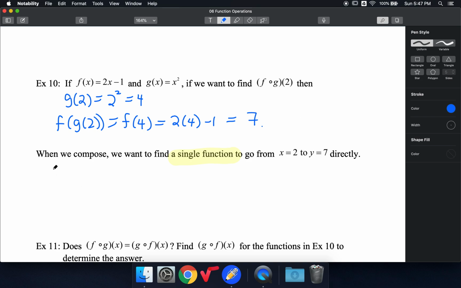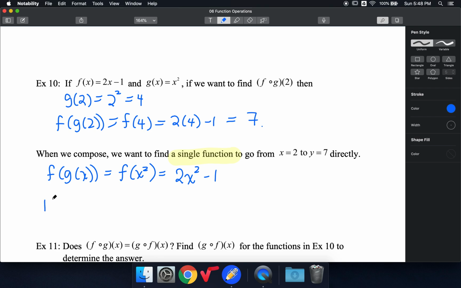So let's think of what f of g of x looks like. I'm going to put my x in g. Well, I know if I put my x in g, I just get x squared. Then I'm going to put x squared into f. So I'm going to take this x squared and replace the x value with x squared. So I'm going to get 2x squared minus 1.